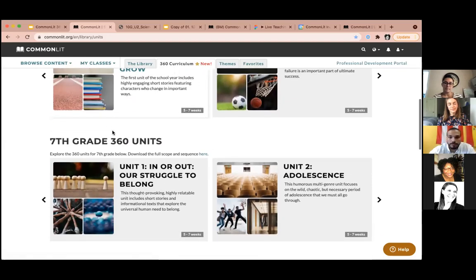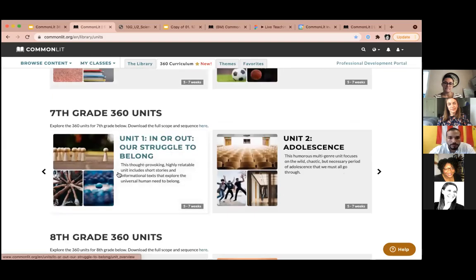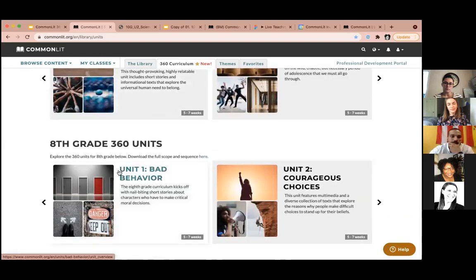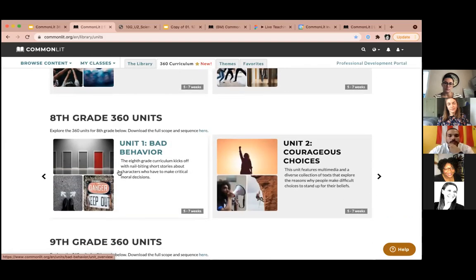In 7th grade, students are looking at the unit, in and out, or struggle to belong. And so this looks at exploring our universal human need to belong. In 8th grade, we have unit 1 is bad behavior. This is one of our beloved units. Students love reading these nail-biting stories and looking at characters who have to make critical moral decisions.